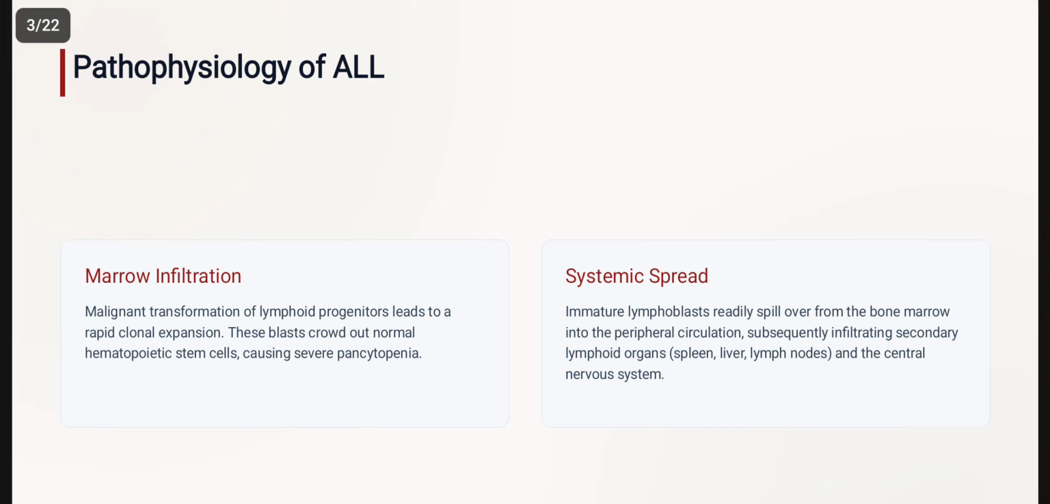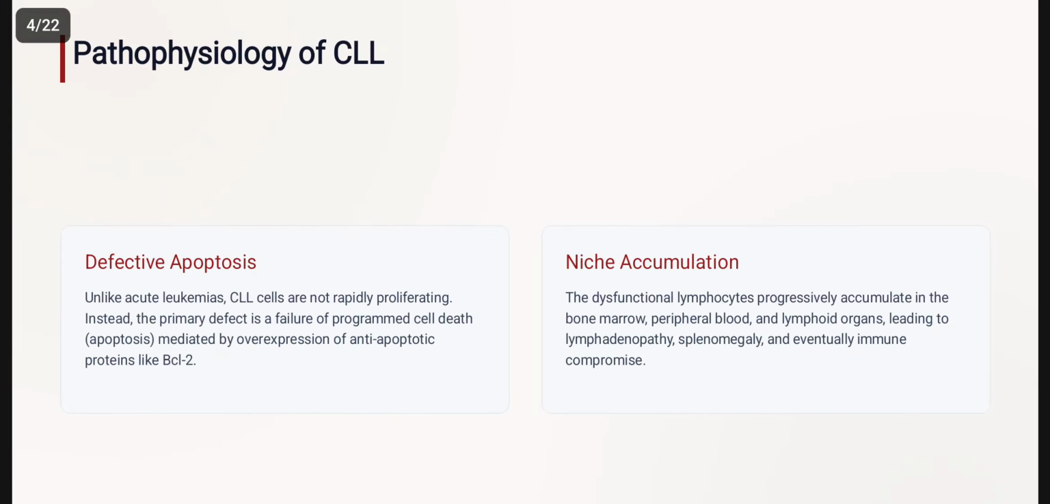Pathophysiology of ALL is marrow infiltration and systemic spread. In the marrow infiltration, malignant transformation of lymphoid progenitors leads to rapid clonal expansion. These blasts crowd out normal hematopoietic stem cells, causing severe pancytopenia. In the systemic spread, immature lymphoblasts readily spill over from the bone marrow into the peripheral circulation, subsequently infiltrating secondary lymphoid organs and the central nervous system.